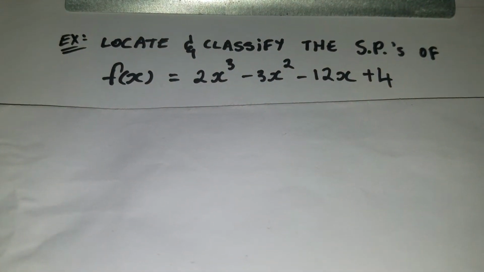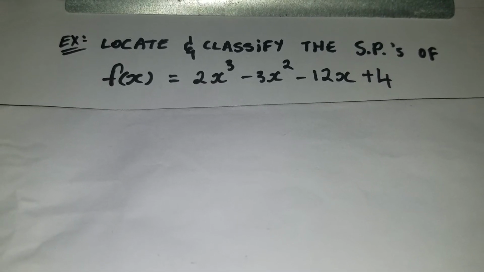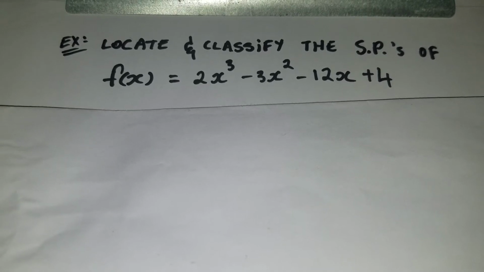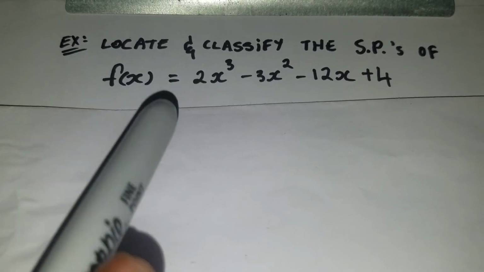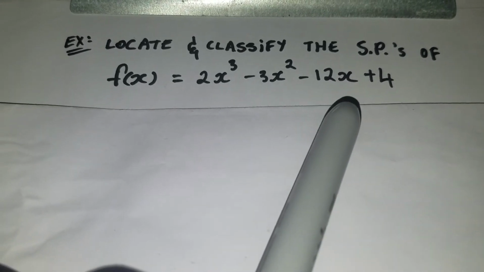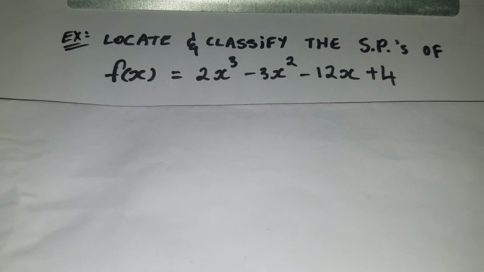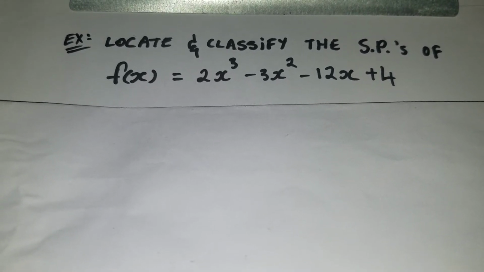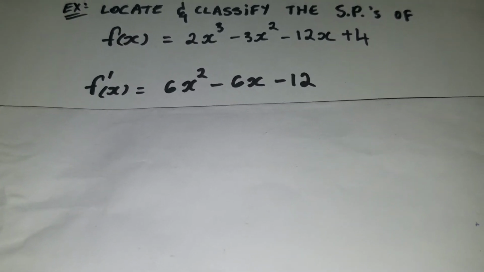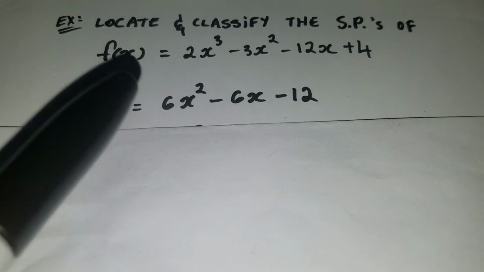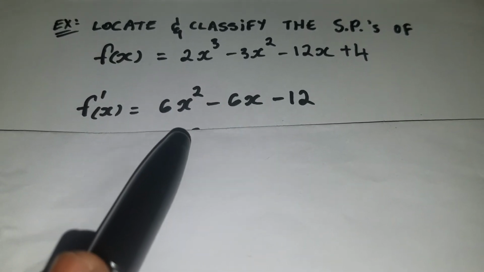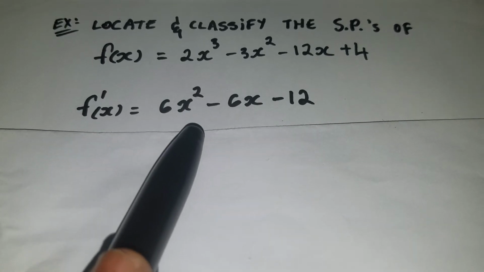In today's video, we'll be looking at an example of locating and classifying the stationary points of a given function. Now in this example, we see the function f of x is equal to 2x cubed minus 3x squared minus 12x plus 4. Now remember, the first thing that we need to do when we're locating stationary points is to differentiate the function. So when we differentiate the function, we get 6x squared minus 6x minus 12, right? So this would be the differential.